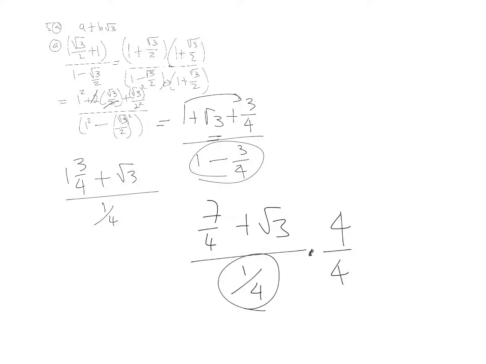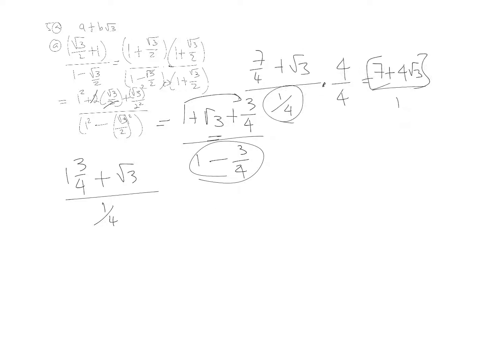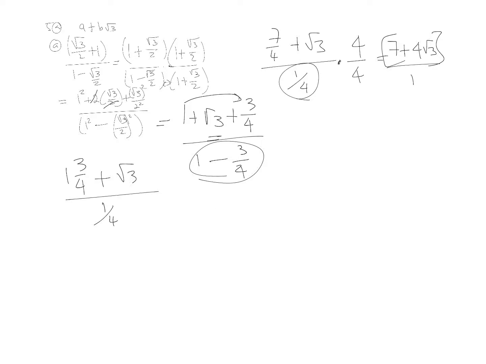So when I multiply the top by 4, 7 over 4 multiplied by 4, the 4 is cancelled out, which will give me 7. And 4 by root 3 is 4 root 3. And then 4 multiplied by a quarter, 4 quarters give you a whole, which is just 1. And so therefore my answer will be 7 plus 4 root 3. So the answer is 7 plus 4 square root of 3.